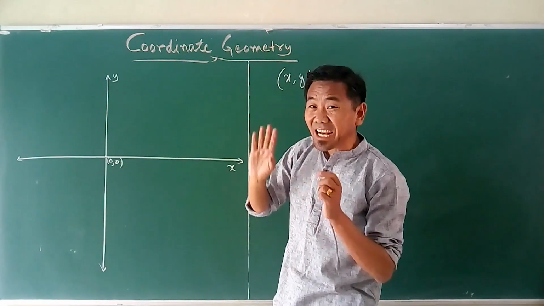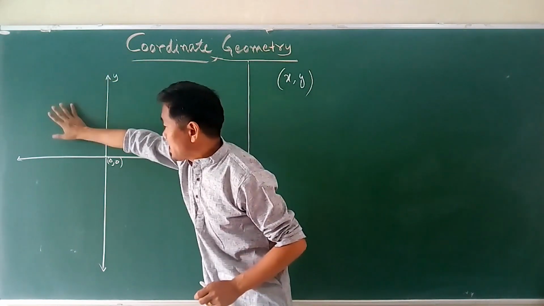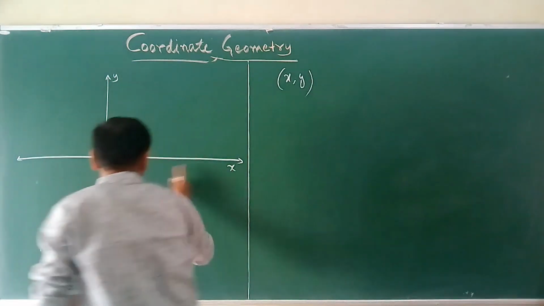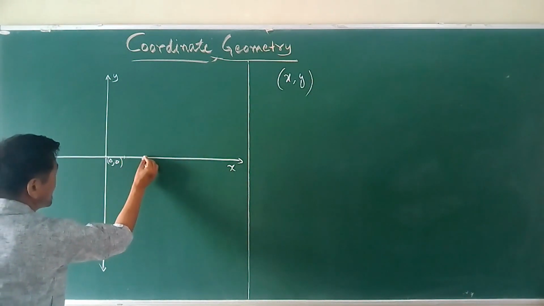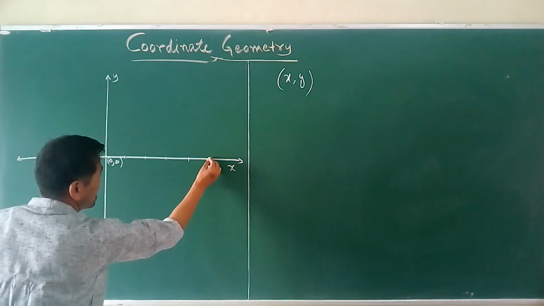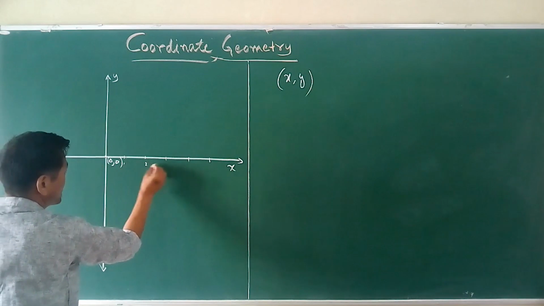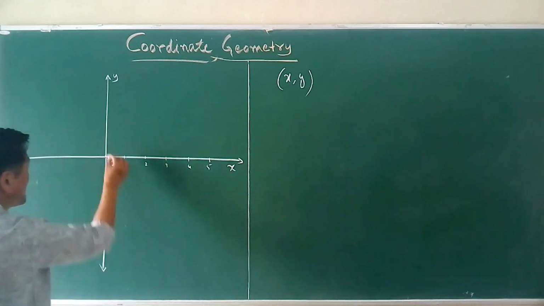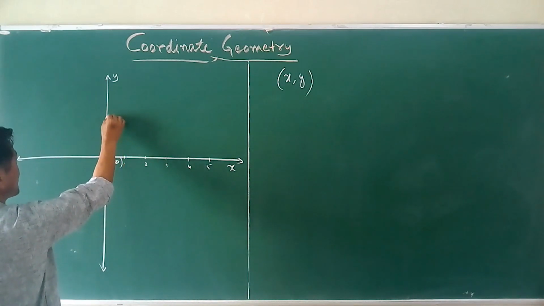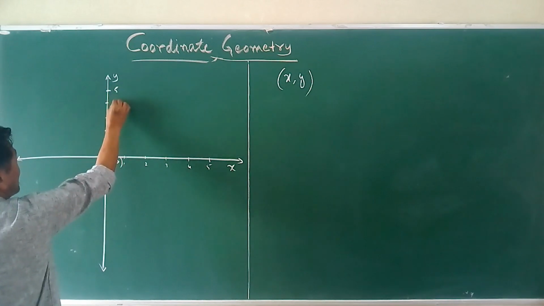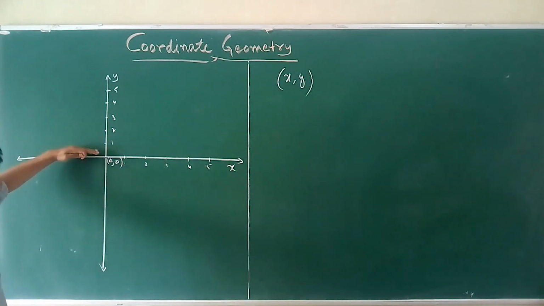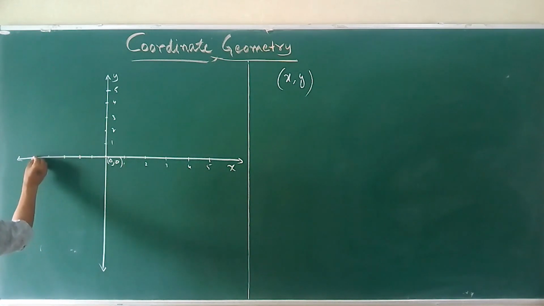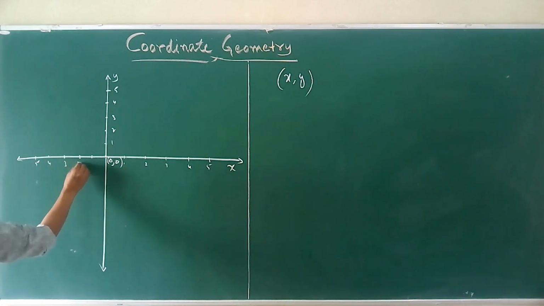The plane is divided into 4 quadrants: first, second, third, and fourth quadrant. Consider this side positive. We count 1, 2, 3, 4, 5 along the x-axis, which is positive. Then on the y-axis, 1, 2, 3, 4, 5 upward, which is positive.